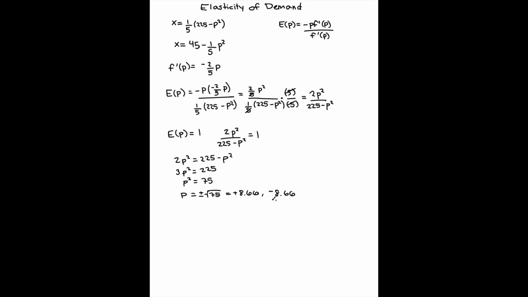We find two solutions to this equation since the square root of p squared gives us a positive and a negative solution. But we know in the real world price cannot be negative, so we can just ignore the negative solution, and the price at which elasticity is unitary is approximately $8.66.